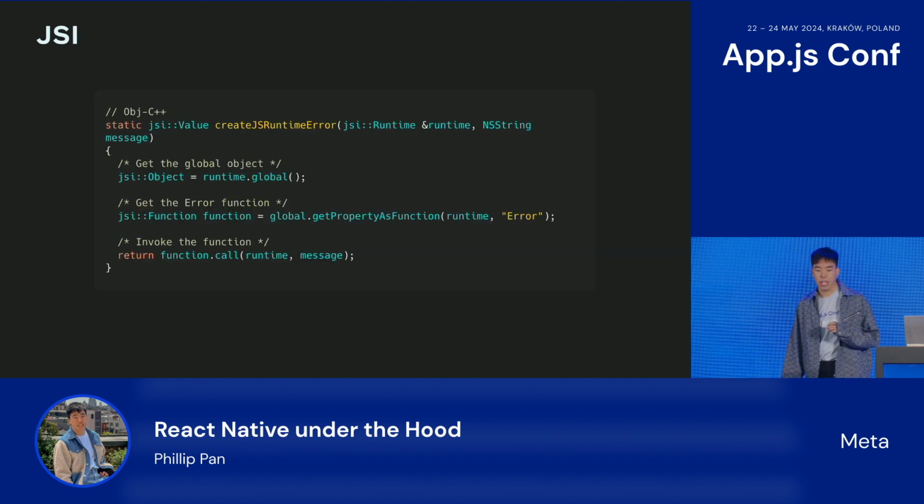This is how it looks with JSI. The JS runtime is represented by an object with the type JSI runtime. We then retrieve the error method from the global property of the runtime and then invoke it. Because we're using C++, we don't have to handle marking objects for garbage collection ourselves. In my opinion, this code is much easier to read and write.